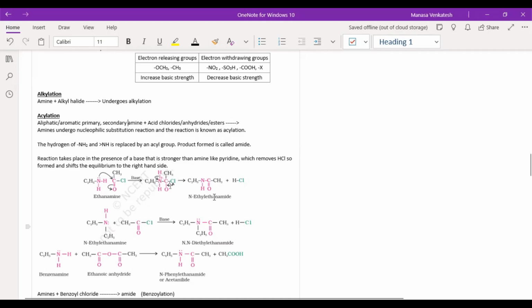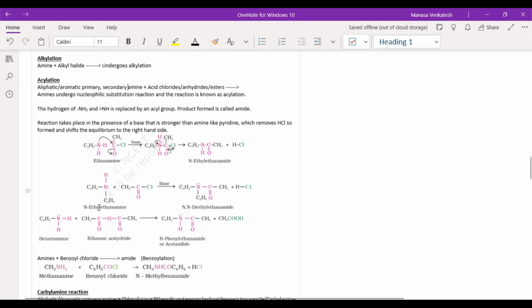So here you have various examples of reactions taking place. You have ethanamine reacting with CH3COCl, an acyl chloride. And this is leading to the formation of this particular compound, where the negative charge goes in, it loses an HCl and leads to the formation of N-ethyl ethanamide. Similarly, you have another reaction where this is a secondary amine, and this is primary. So when the secondary undergoes the same reaction, you have a new bond formation between nitrogen and the carbonyl carbon.